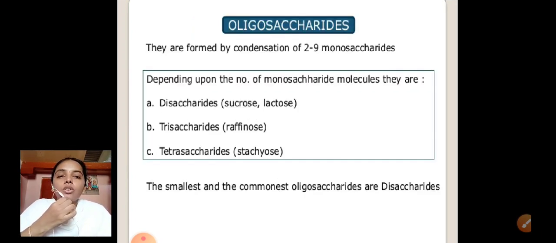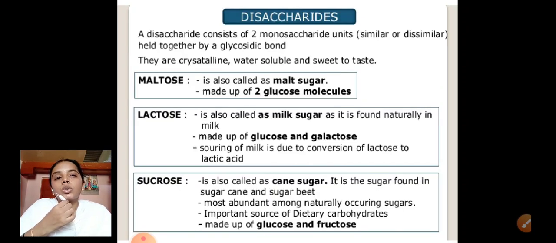Oligosaccharides are formed by the condensation of 2 to 9 monosaccharide units. Depending on the number of monosaccharides, they are classified into disaccharides, trisaccharides and tetrasaccharides. The smallest and commonest oligosaccharide is the disaccharide. Disaccharides consist of 2 monosaccharide units held together by a glycosidic bond. These are crystalline in structure, water soluble and sweet to taste. Examples of disaccharides are maltose, lactose and sucrose.